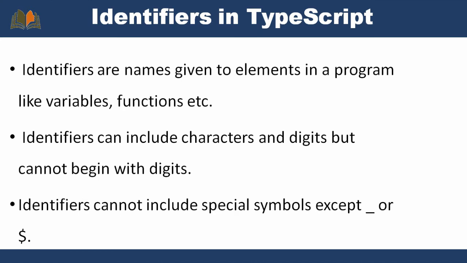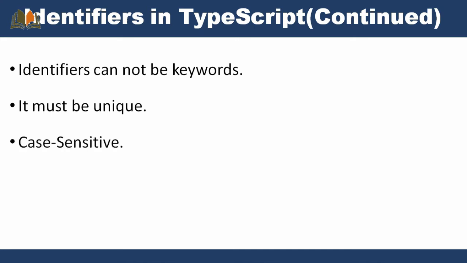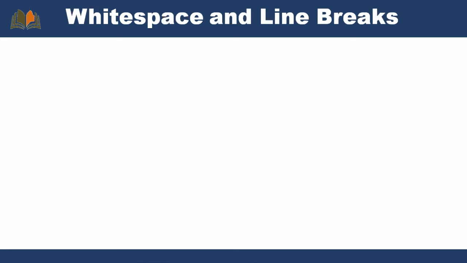In the case of identifiers, we cannot include special symbols except underscore and dollar. Also, identifiers cannot be keywords. It must be a unique name, meaning we can't give the same name more than once in the TypeScript file. It is also case sensitive in nature, meaning there is a difference between lowercase and uppercase, so we need to give it in a proper format, and it cannot contain spaces.